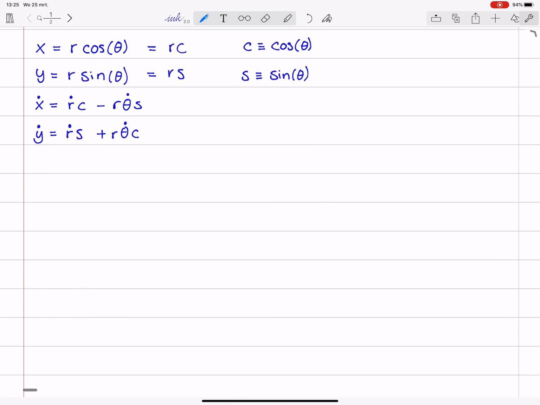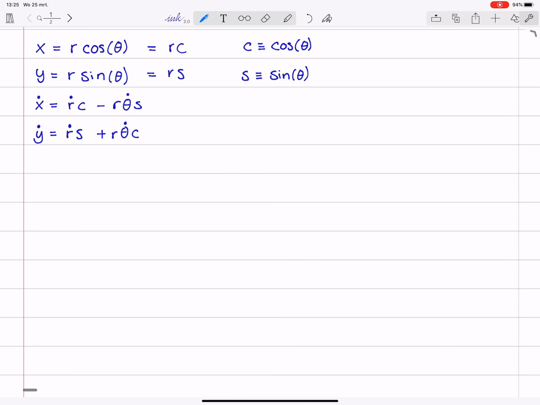Okay, so indeed here recognize that the dependent velocities are a function of the independent velocities, r dot and theta dot, but also still of the independent coordinate theta, which is inside the cosines and sines.